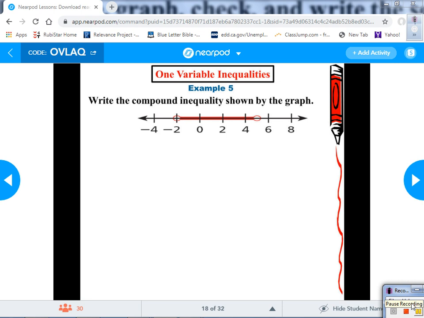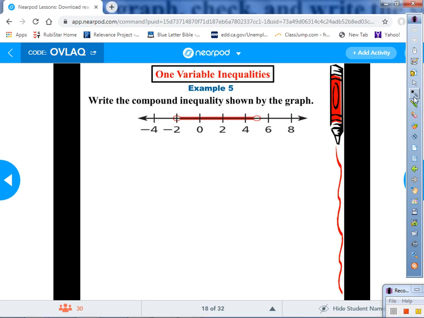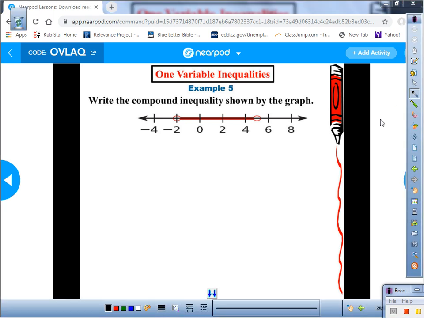It says, write a compound inequality shown by the graph. First of all, if you were to tell someone and show them this graph, what kind of compound inequality would you tell them it is? An and, that is correct. If it's an and, that means that the solutions are here. Yes? So that means I need a variable. What variable do you want to use? X. So I'm going to write that right in the area where they overlap.